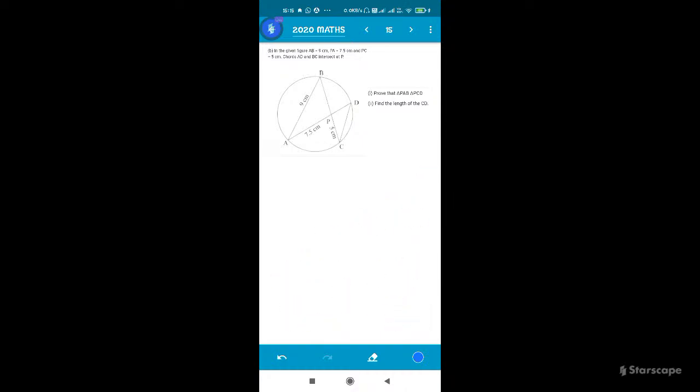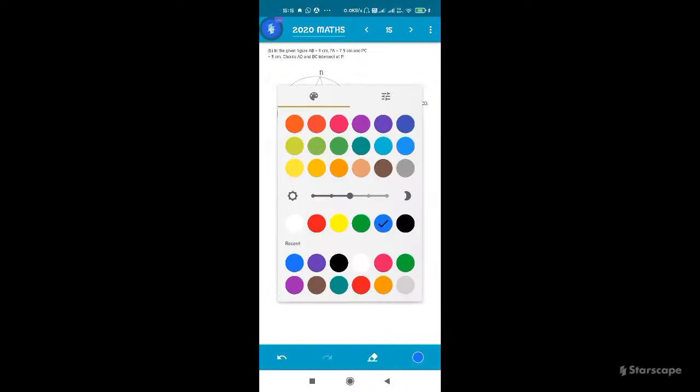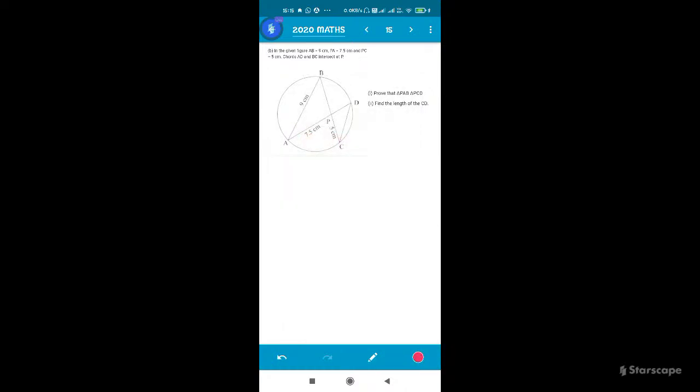Question number B. This is a question from the chapter Similarity. In this question there were 3 subparts, but the third subpart is not a part of the syllabus anymore for this session at least, so I have not included it. In the given figure, AB is equal to 9 centimeter, PA is equal to 7.5 centimeter, and PC is equal to 5 centimeter. Chords AD and BC intersect each other at point P. As you can see in the figure, it's quite clear.